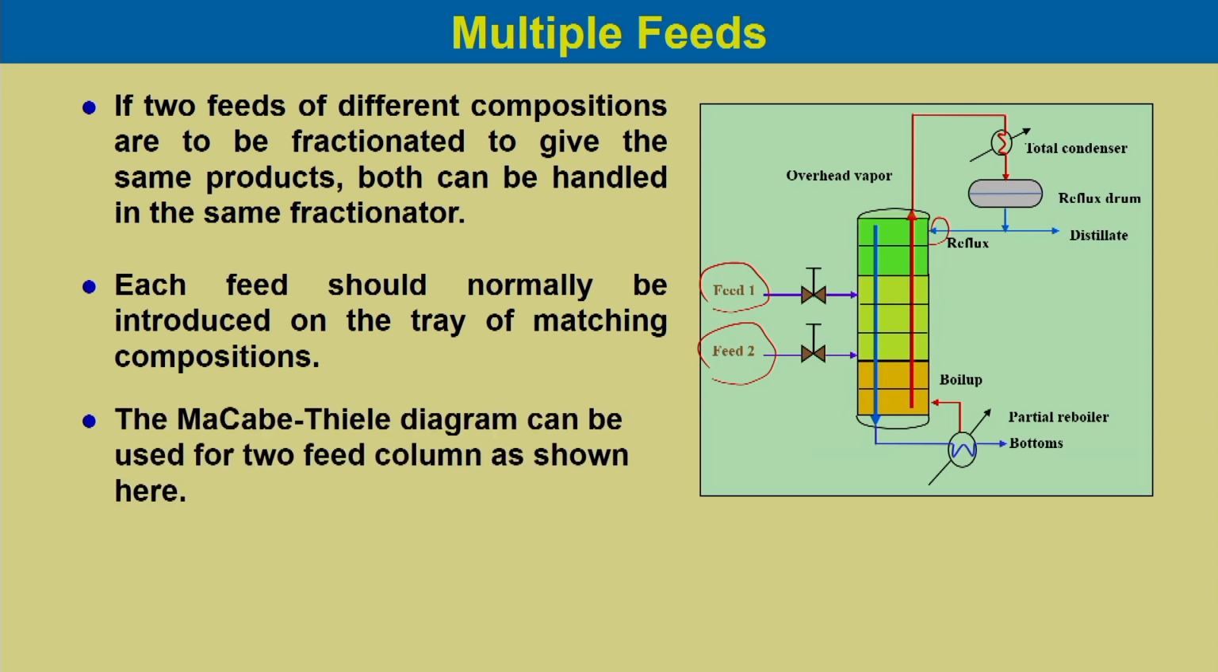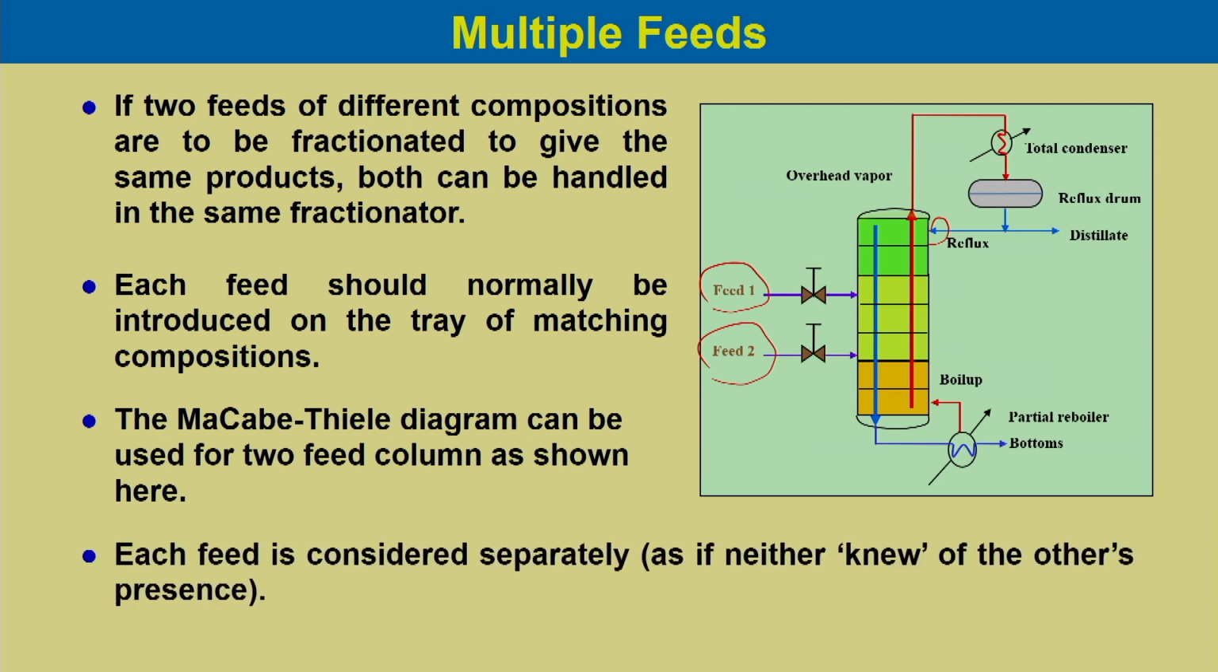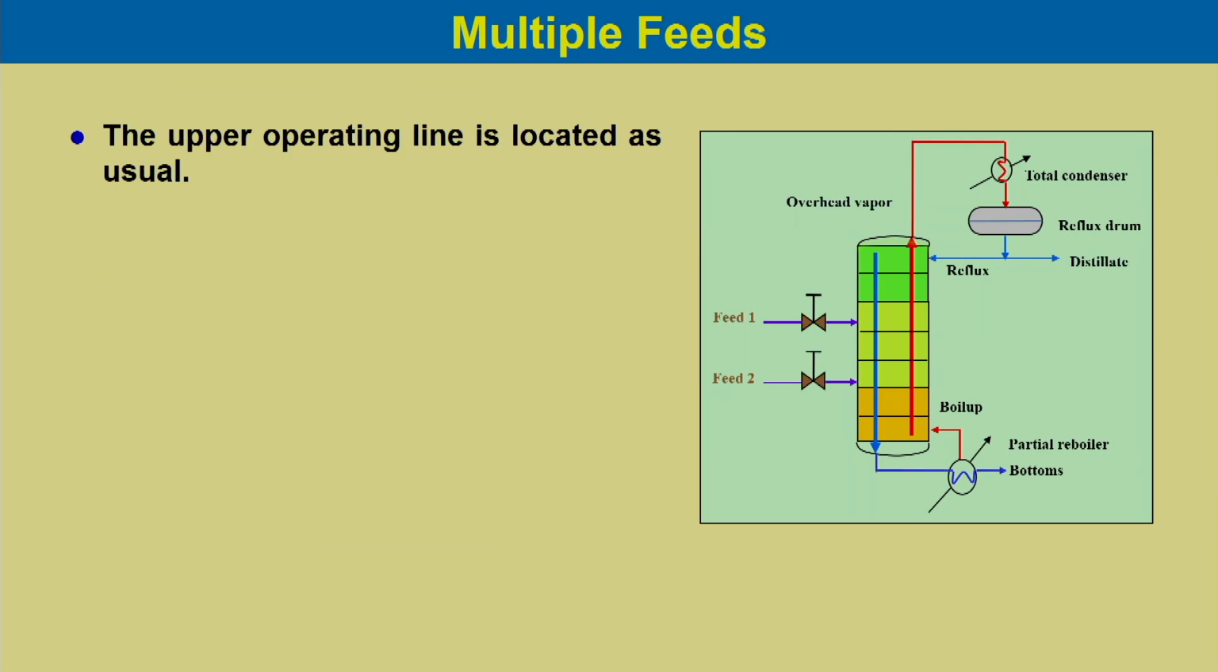The McCabe-Thiele diagram can be used for a two feed column as shown here. So, that we will discuss later. For this type of two feed column, we can use a McCabe-Thiele type of diagram. Each feed is considered separately as if neither knew of the other's presence. The upper operating line is located as usual.